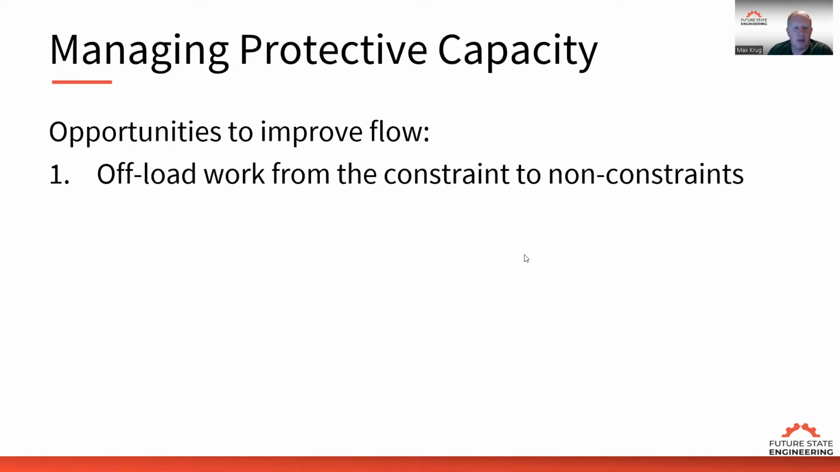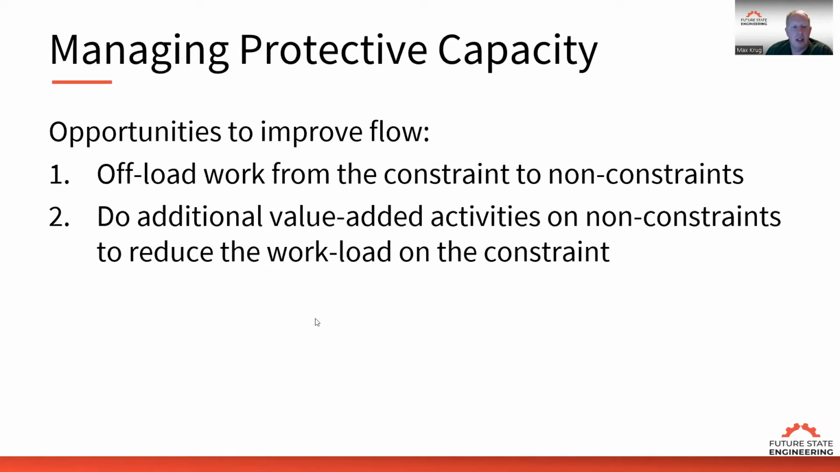So first of all, offload any work from the constraint to non-constraints. If we have work that's going through the constraint and we can offload that to non-constraints, that's what we should do, because that offloads the workload from the constraint and allows us to get more volume through the system by utilizing those non-constraint resources. Also, do additional value-added activities on the non-constraints to reduce the workload on the constraint. If there are tasks that can be taken off the constraint resource and moved upstream or downstream from the constraint, and again, free up valuable time on the constraint, that'll increase the flow of the system.